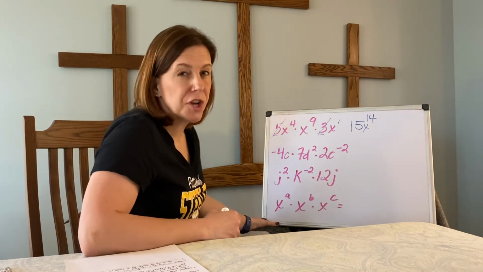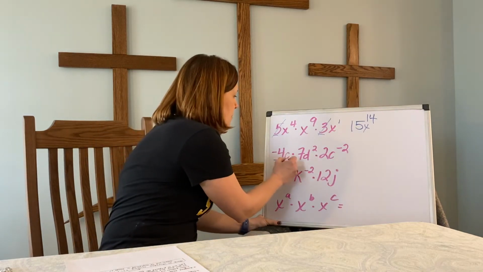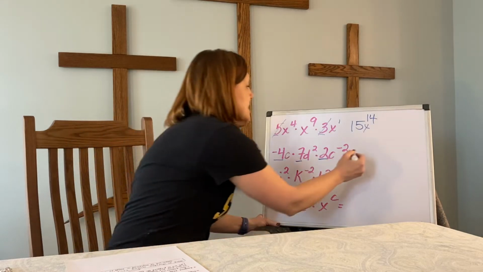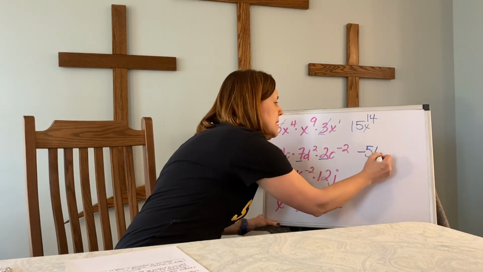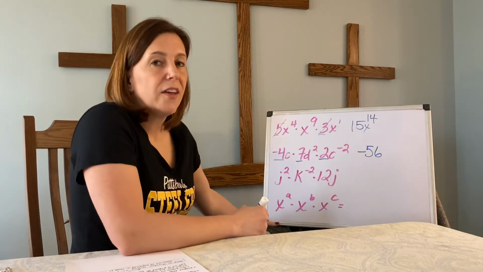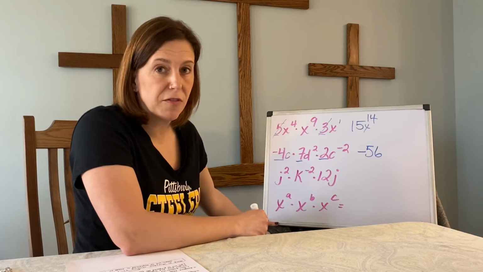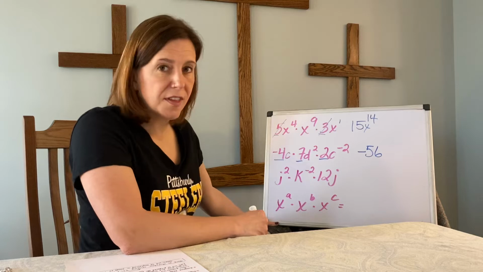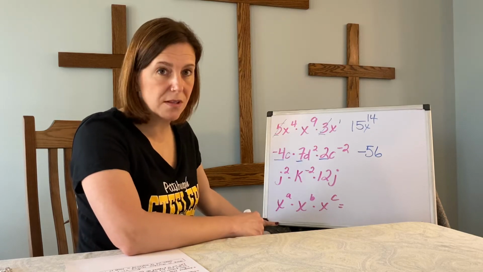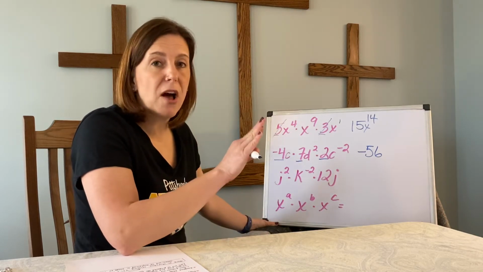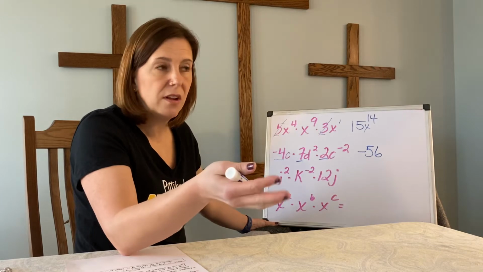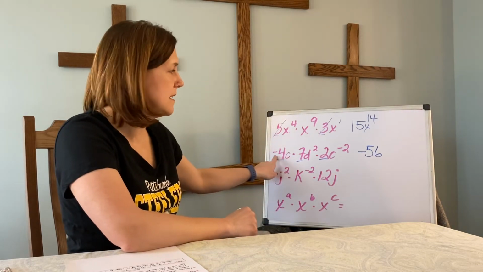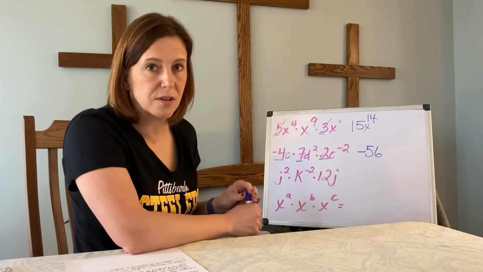Again, find your numbers first. I have -4, 7, and 2. If I multiply that together, I get -56. This is where your calculator will come in handy just to confirm you're getting the correct answers. And don't forget all of the things we've learned about with negative numbers. An even amount of negative numbers multiplied together gives me a positive number. An odd number, like in this case, gives me a negative answer.